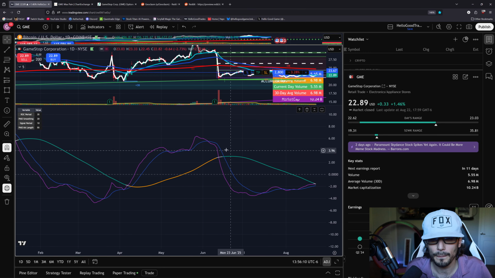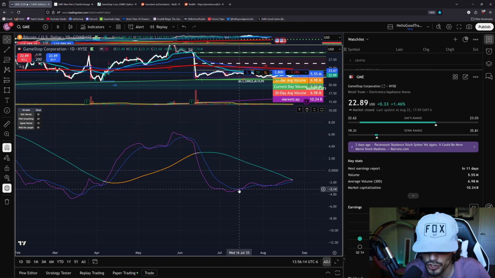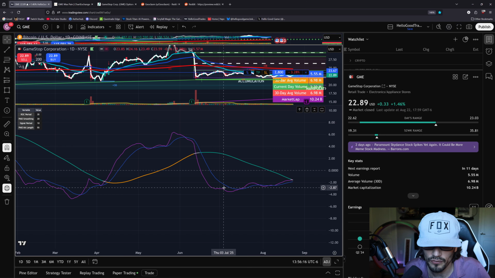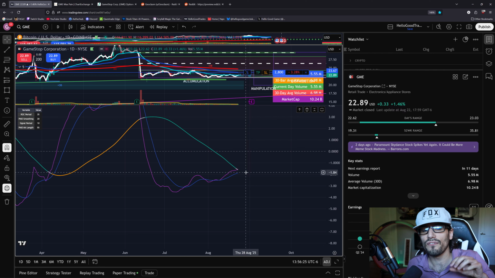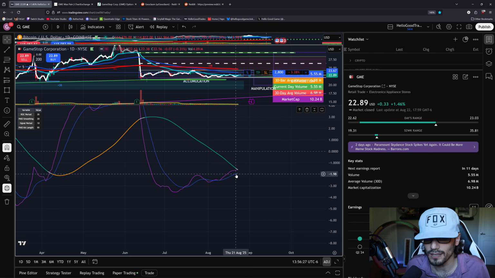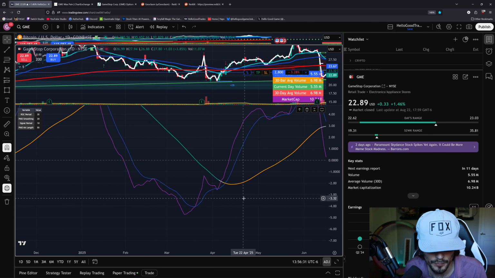So going backwards, we have step 1, the original reversal of the PMO crossing the 10, and then the secondary reversal where the PMO crosses the 55, and then finally confirmation when the 10 crosses the 55, and that's going to change it to gold.